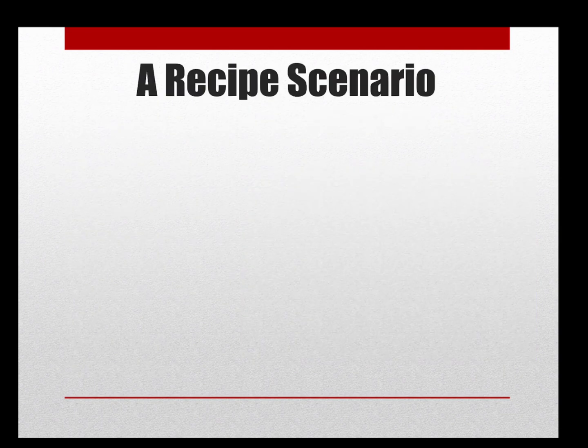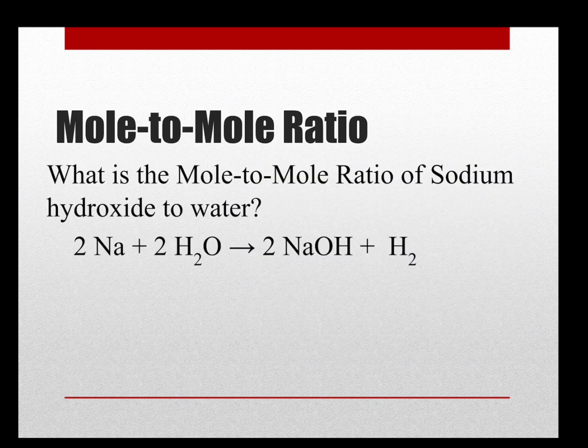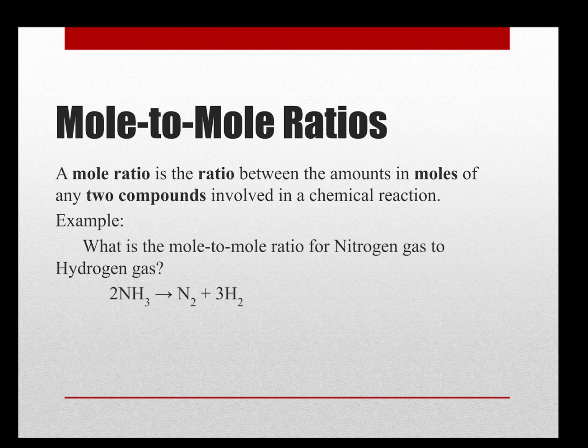Okay, so here's my chemical formula. If I'm looking at the mole-to-mole ratio between nitrogen and hydrogen, I'm just looking at the coefficients in front of those compounds. So in front of the N, there's nothing, so it would just be 1. In front of the H, there's a 3, so it would be 3. So the ratio is 1 to 3.